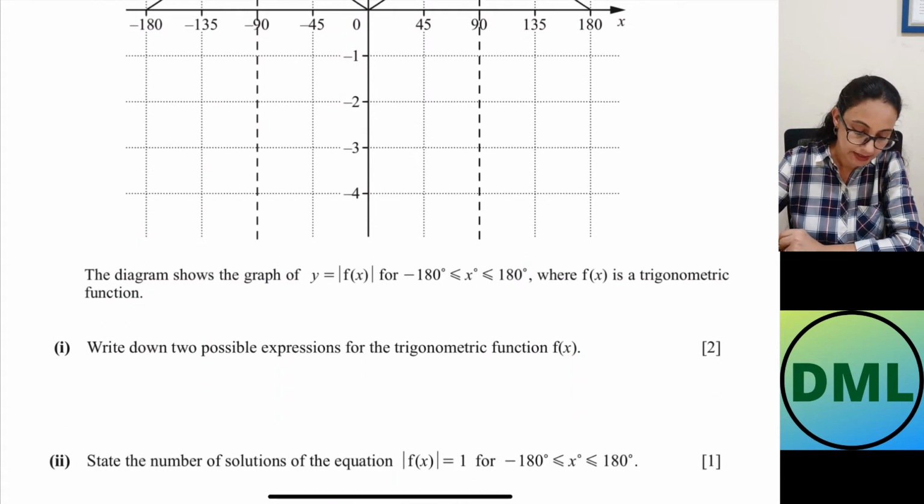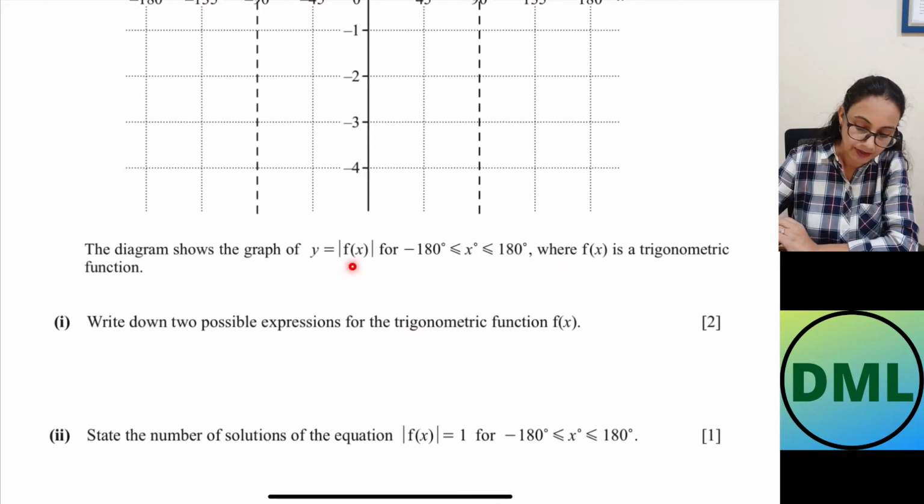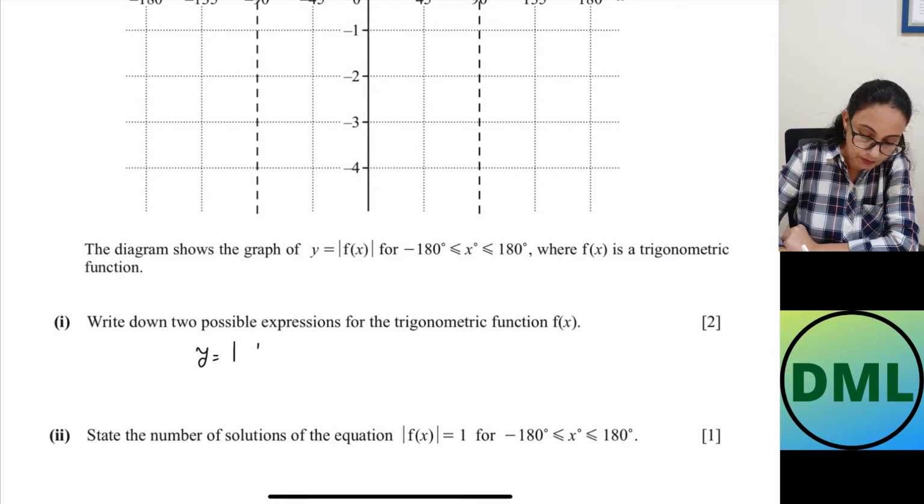Now what they asked: the diagram shows the graph of y is equal to mod of f(x) for x from minus 180 degrees to 180 degrees, where f(x) is a trigonometric function. Write down two possible expressions for the trigonometric function f(x). Now, as we know, this is our tan graph. So that means this f(x) is tan x here. So y is equal to mod of tan x graph.